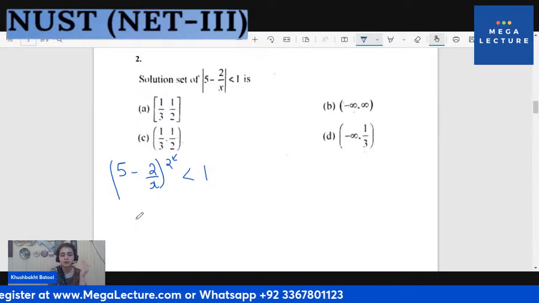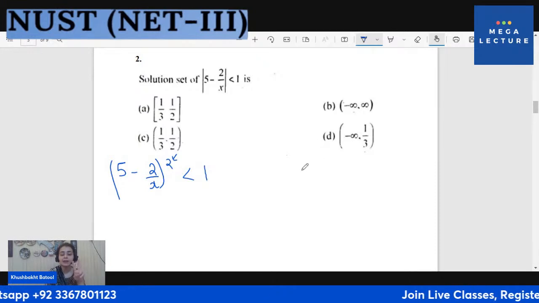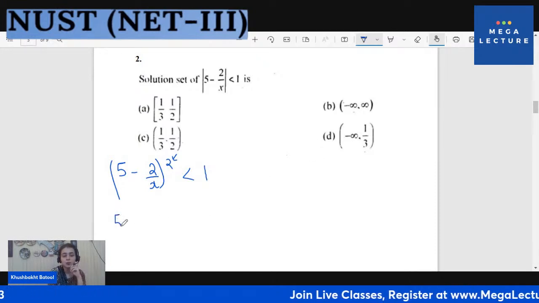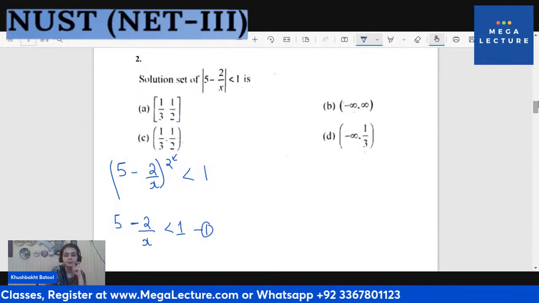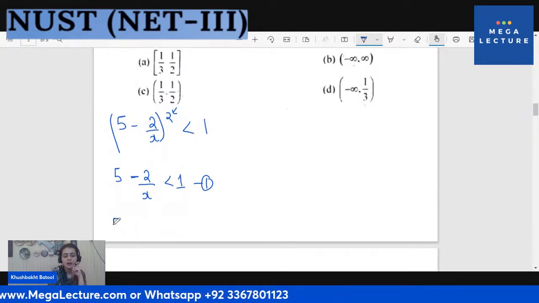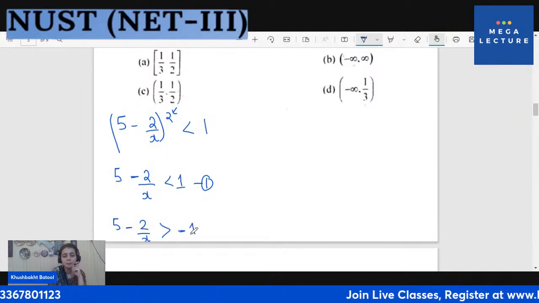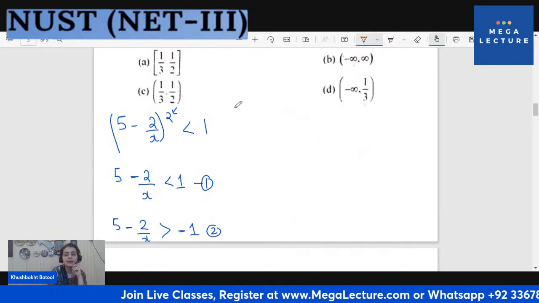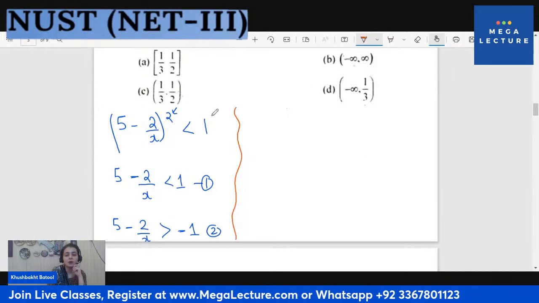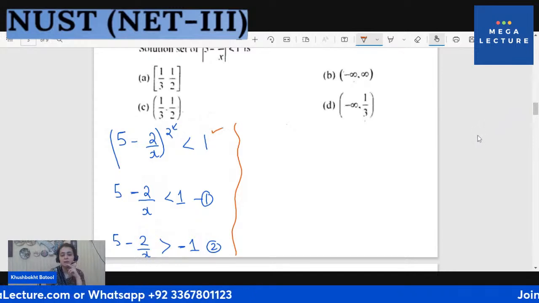So I'll just get rid of the square, and when I get rid of the square, I would get two linear inequalities. How? The first one would be directly 5 minus 2 by x less than 1. This is the first one. And the second one would be 5 minus 2 by x greater than minus 1. This is going to be your second linear inequality. So we had one quadratic inequality and I have converted that to two linear inequalities.